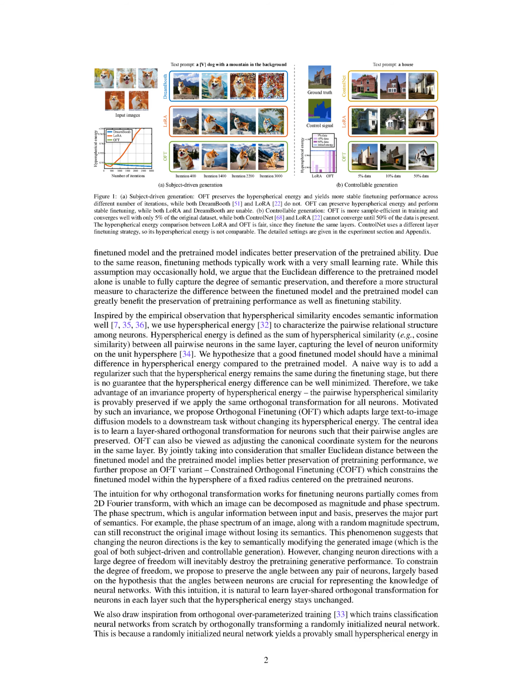To address this issue, we propose the use of hyper-spherical energy, a concept inspired by how well hyper-spherical similarity can encode semantic information. Hyper-spherical energy refers to the sum of the hyper-spherical similarities, like cosine similarity, between all pairs of neurons within a layer, indicating how uniformly the neurons are distributed on the hypersphere. We hypothesize that a good fine-tuned model should have minimal difference in hyper-spherical energy compared to the pre-trained model.